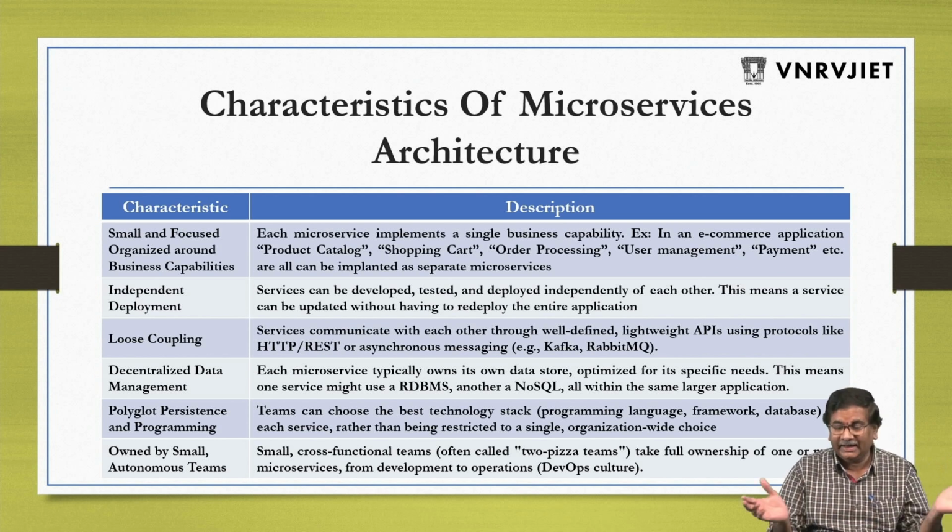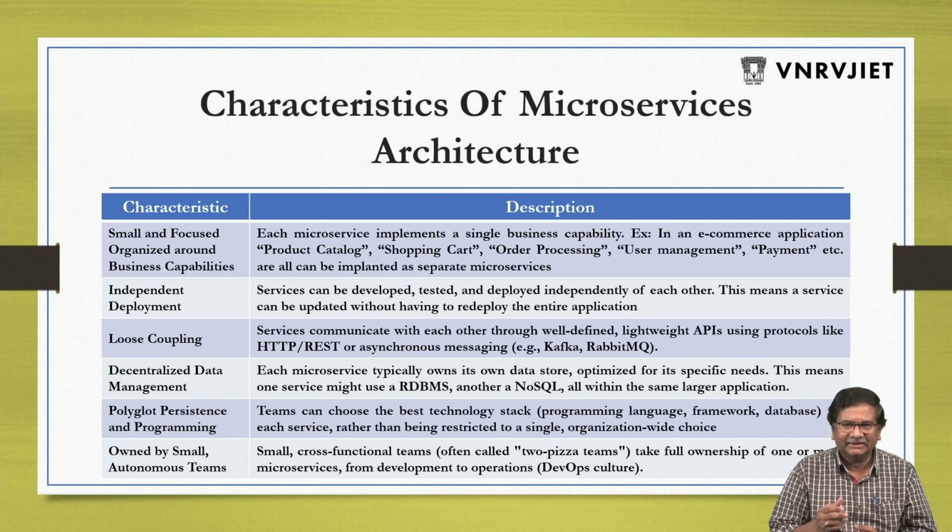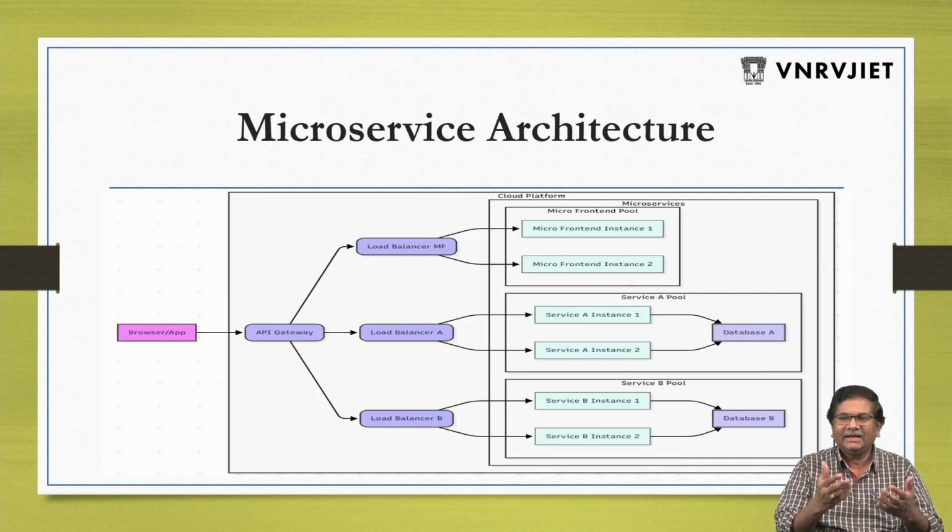Cross functionality. Again, they interact with each other. Everybody talks to DevOps. So there's a lot of communication going on, right? So it promotes the DevOps culture. That's what this microservice architecture is. Let's see how this microservice architecture works.